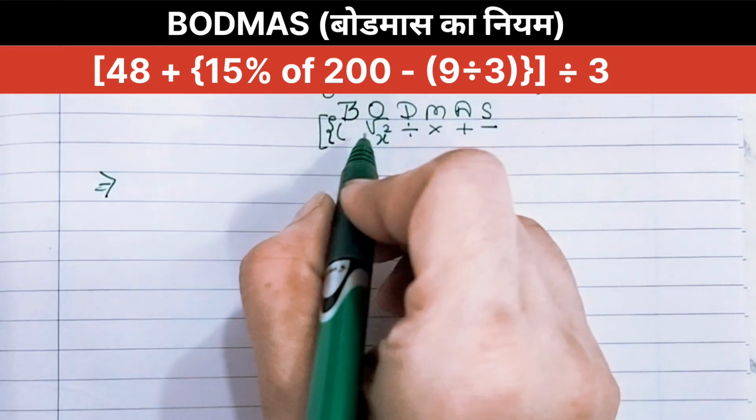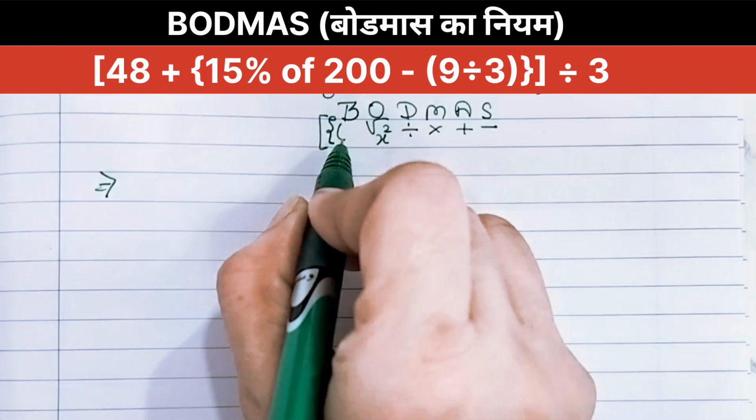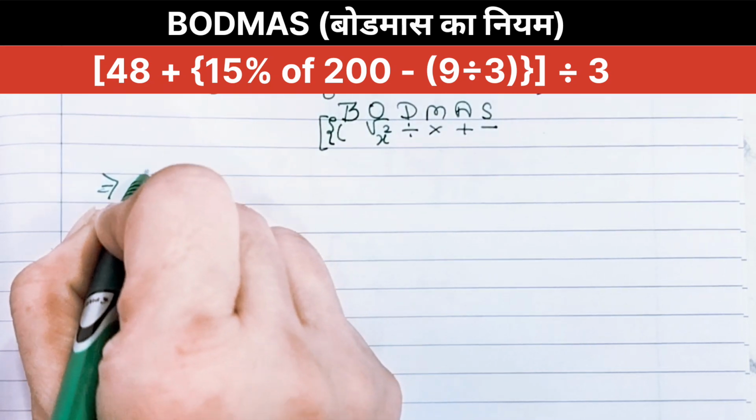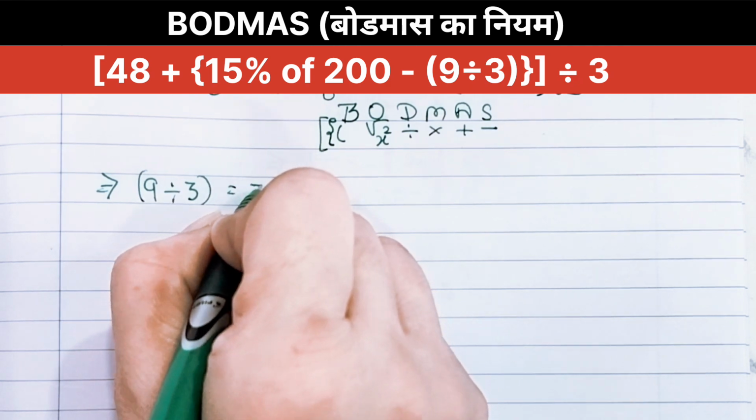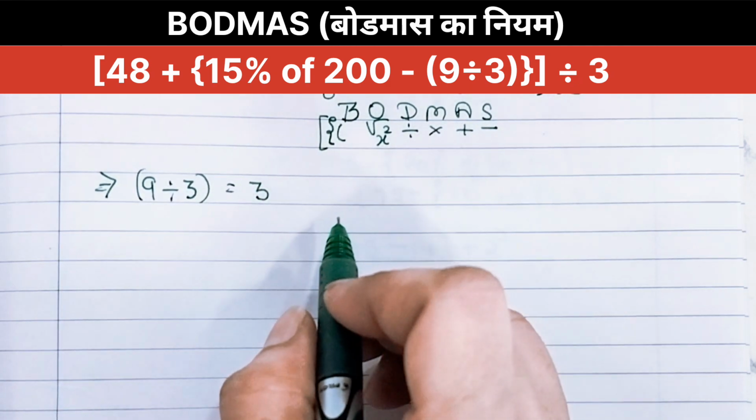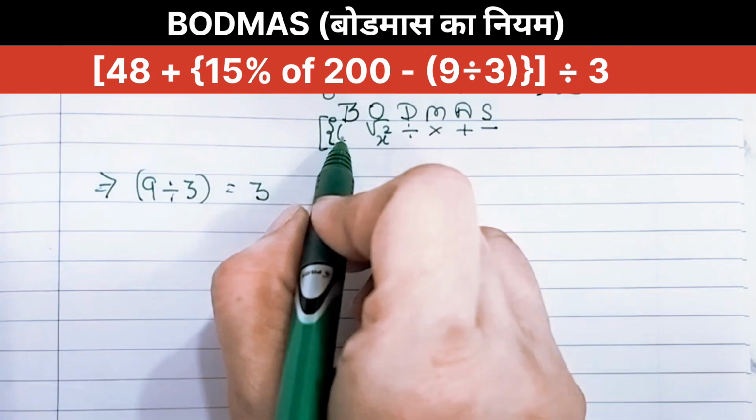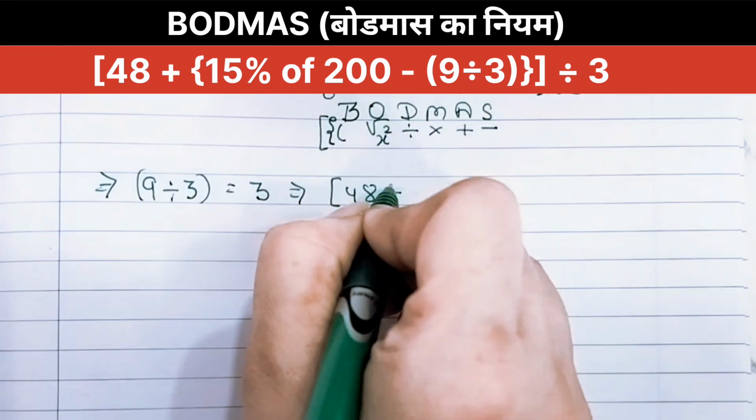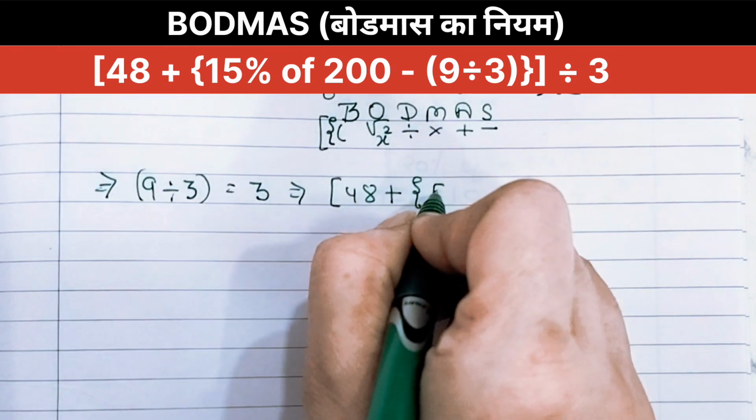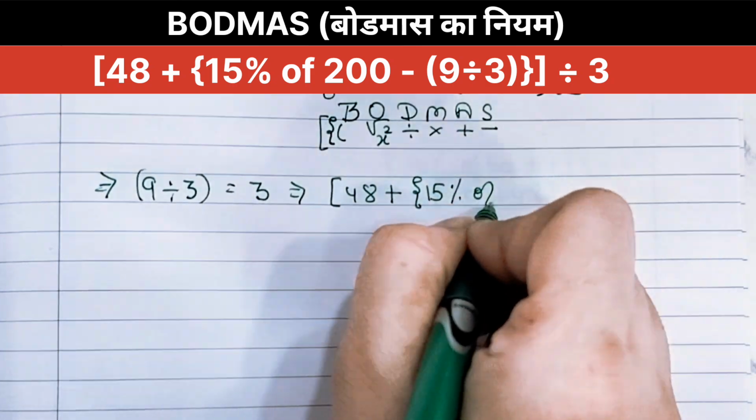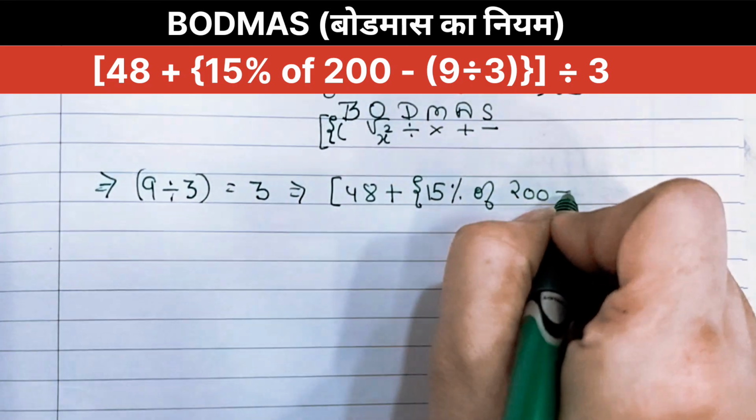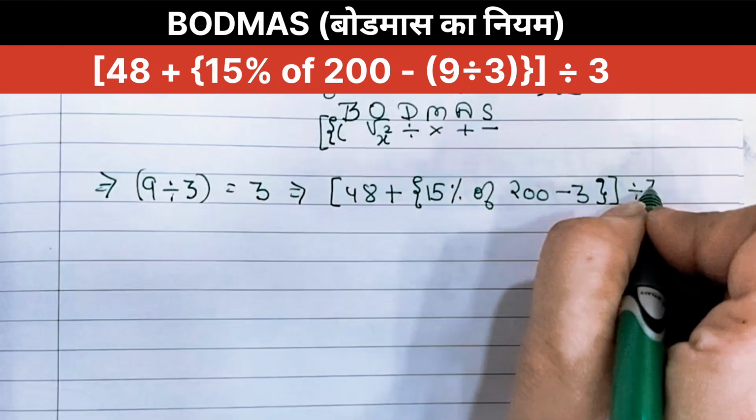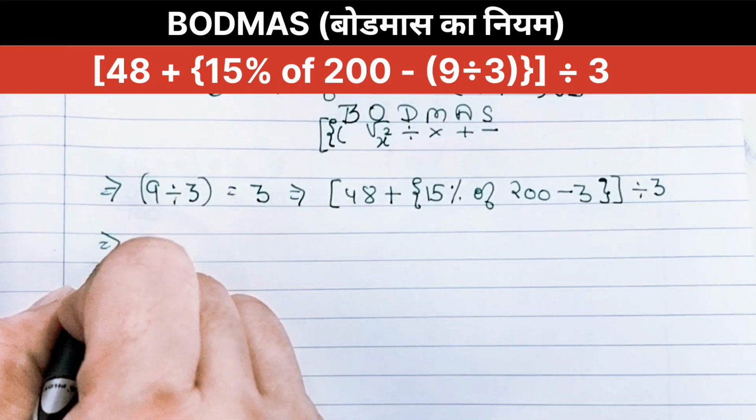First step, start with the round brackets. As you can see, there is a small bracket, 9 divided by 3. According to this, we'll get 3. Always start with the innermost bracket, which is the small bracket. And now the current expression becomes 48 plus curly braces 15% of 200 minus 3 curly braces, in square brackets, divided by 3. Move to the next step.